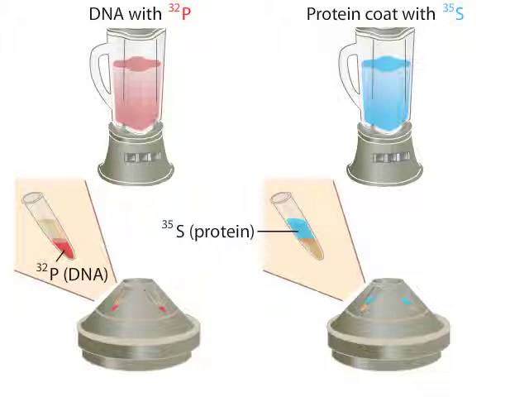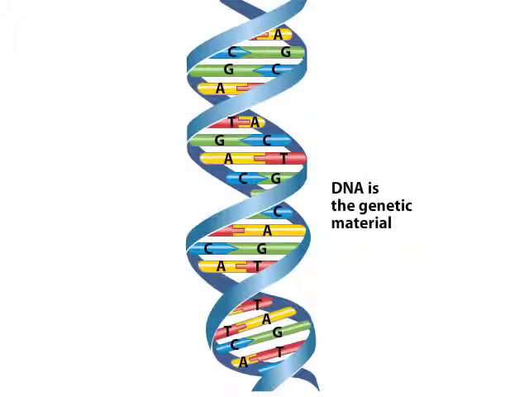Because the P32 labeled the DNA, the scientists concluded that DNA, not protein, enters bacterial cells and directs the assembly of new viruses. That is, DNA is the genetic material.